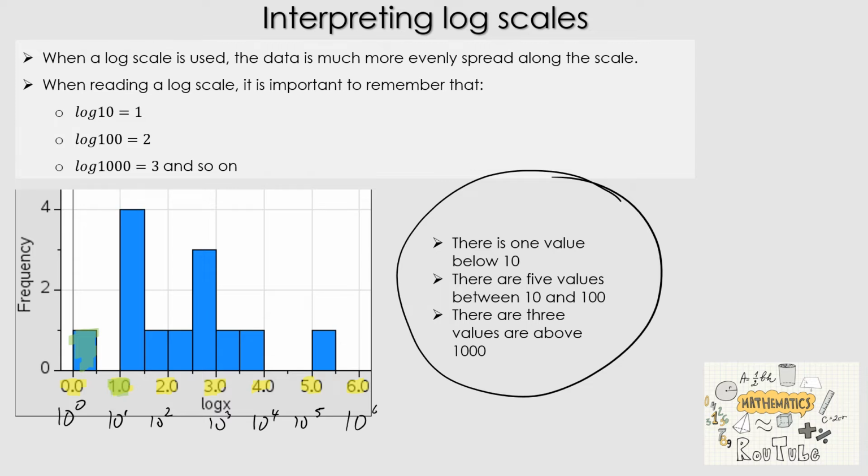There are 5 values between 10 and 100. Between 10 and 100, we have 10 as 10 to the power of 1, and 100 as 10 to the power of 2. So that's 1, and that's 4, which is how we can see that there are 5 values between 10 and 100. And then there are 3 values above 1,000. 1,000 is 10 to the power of 3, which I've highlighted here in green. So we've got 1 value, 2 values, and 3 values that are above 1,000.